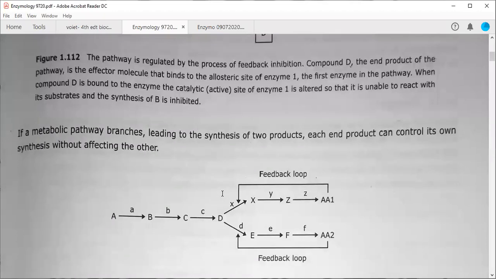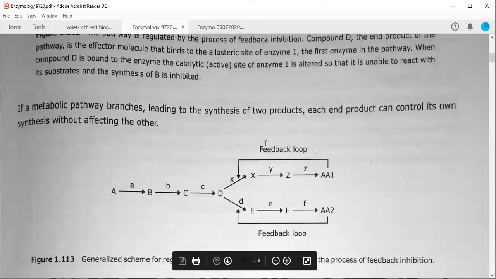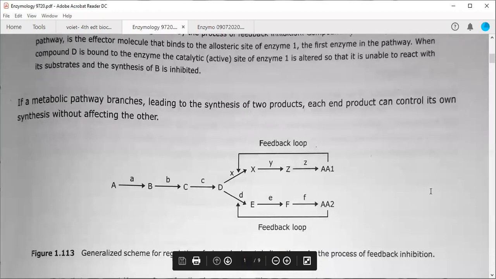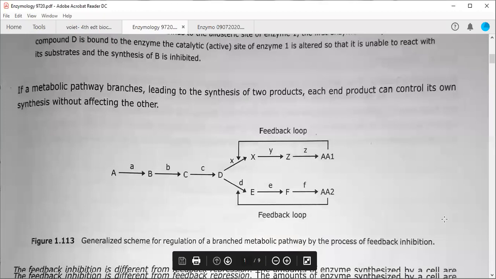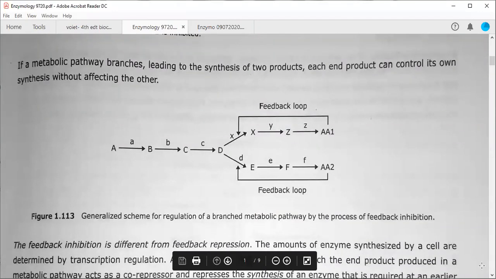Also, there are feedback loops which are able to inhibit the reactions or the synthesis of an enzyme or degradation of some metabolite at various steps. So this is the kind of regulation which is shown by the biocatalysts or enzymes.